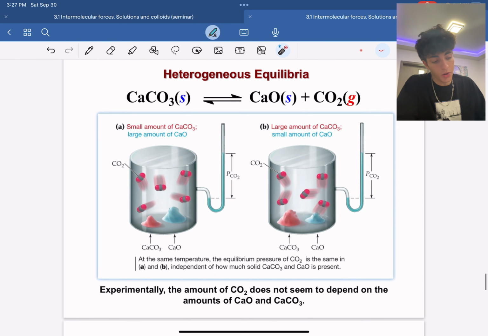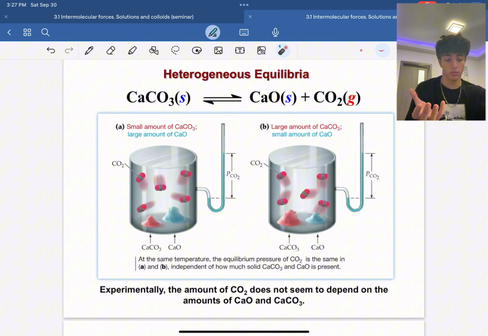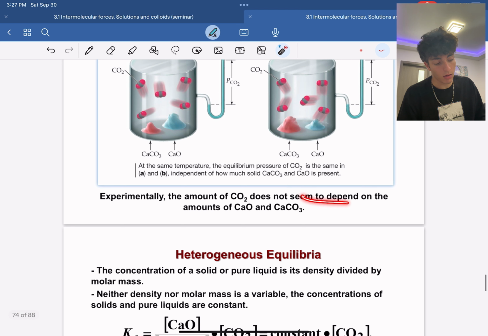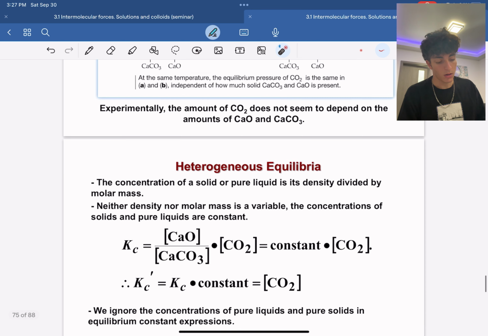Now, in heterogeneous equilibria, whenever you're doing equilibrium concentration and stuff like that, you never take into account solids. Never. You could take into account gases, liquids, aqueous solutions. You will not take into account solids, because they're not participating, really. They're just there. They're precipitates, they're done for. They do not depend on CaCO3 or CaO, which are the 2 solids here. So they don't do anything.